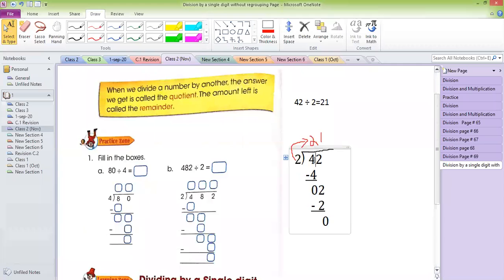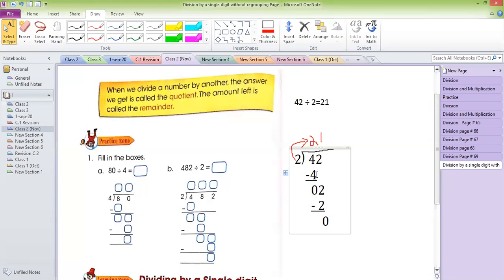Now I will take one digit only. In 42, I will take only one digit, 4, and check the table of the divisor: what number you multiply by the divisor in order to get that number or nearest that number. In other words, how many 2's are there in 4. 2 multiplied by 1 equals 2, 2 multiplied by 2 equals 4. So 2 multiplied by 2, you get exactly 4. So you write 2 in the quotient place, and then you multiply this 2 by this 2, which gives 4, and you write it exactly under this 4 because you took this digit.